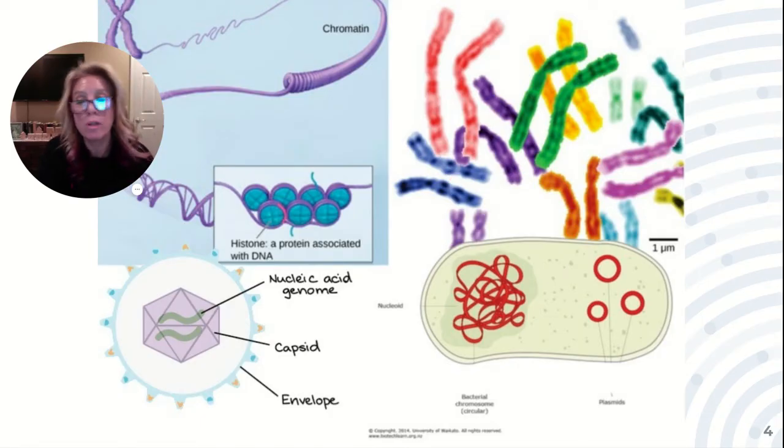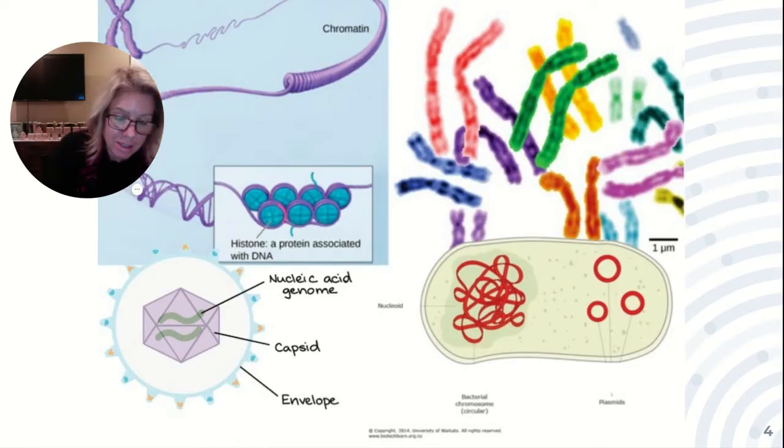Point 2, ribosomes are found in all forms of life. And what do you use ribosomes for? Right? It's the workbench for protein synthesis. Viruses, you've got a virus right here. Viruses have either RNA or DNA, and it could be either single-stranded or double-stranded.